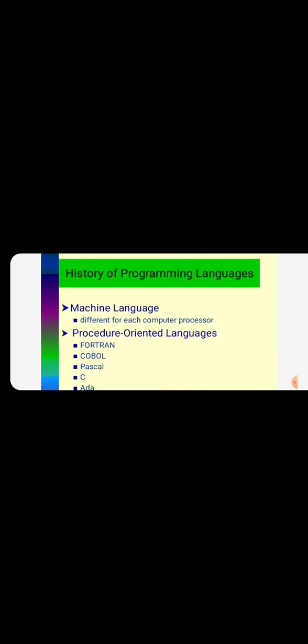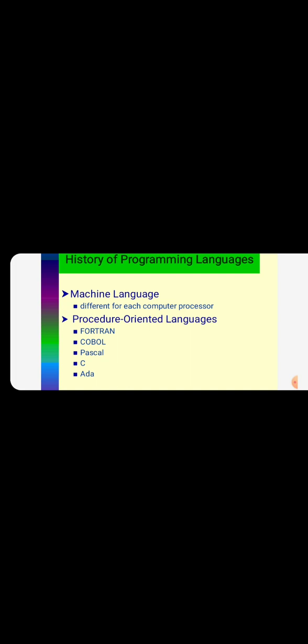Next, we discuss machine language. Machine language is different for each computer processor; the processor only speaks its own machine language. Then we discuss procedure-oriented languages. There are 5 types of procedure-oriented languages in the computer environment: Fortran, COBOL, Pascal, C and Ada.